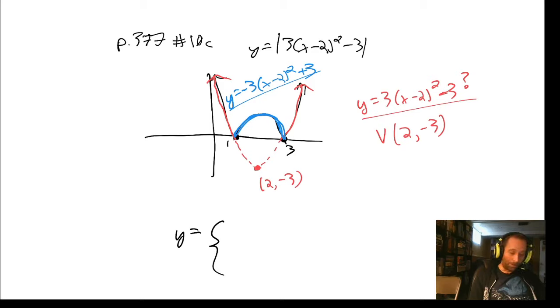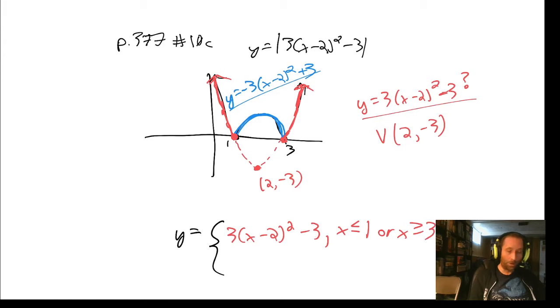Okay, so let's look at the red part. So 3 times (x minus 2) squared subtract 3. So when does that affect the graph? It affects it here and here. So when x is less than or equal to 1, or x is greater than or equal to 3.